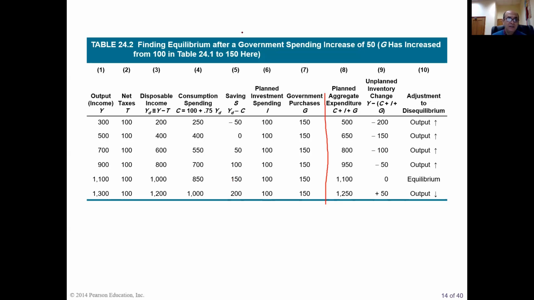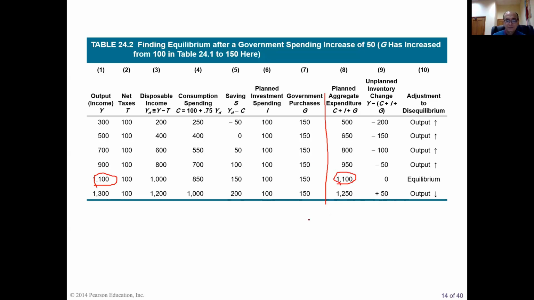Okay, we can get the equilibrium point the old way: sum consumption, investment, and government expenditure to get aggregate expenditure, and then compare total output and total expenditure. Here 300 versus 500, meaning that aggregate expenditure is more than total output, inventory decreases, output will be increased, and so on, until we reach this point. Here it's 1,100, and here 1,100, and this is the equilibrium point.